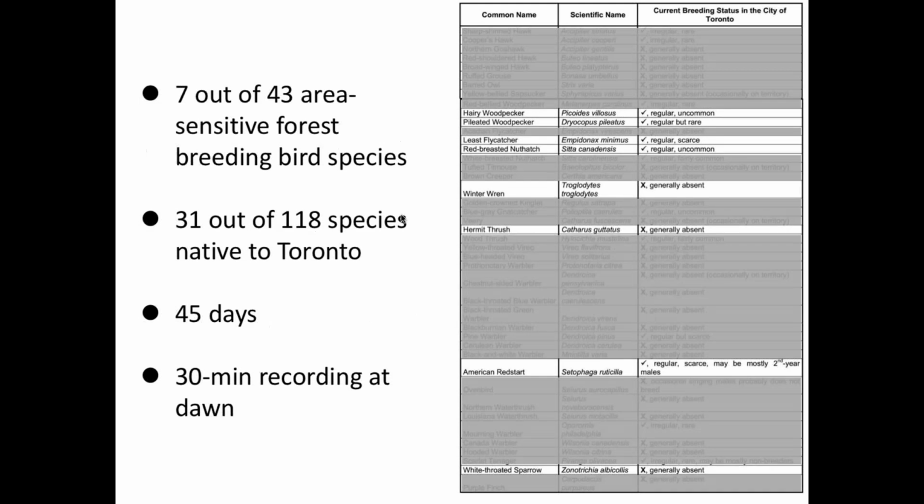This is going to be difficult to see, but again, going back and looking at what you would expect to find in Toronto, so potential GTA area sensitive forest breeding birds from Environment Canada's list, and there's a number of these, 43. 7 out of the 43 area sensitive forest breeding bird species were identified, so only 7 out of 43. And 31 out of 118 species native to Toronto.